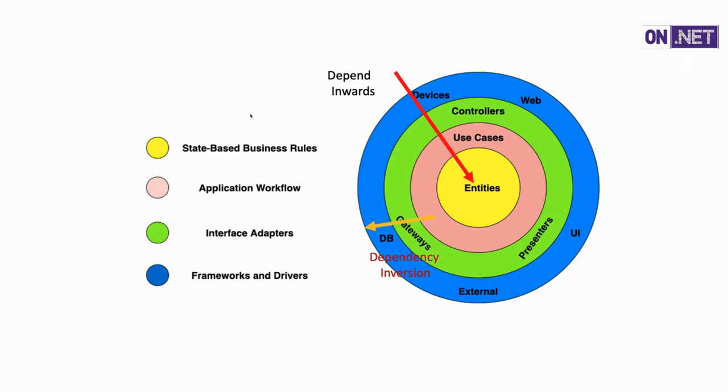So the model just depends inwards, right? Remember, with our layers, to avoid cyclic dependencies, we're always going to have a dependency in one direction. So you depend inwards, right? And if you want something from above, you use dependency inversion. So if I want to get a hold of, say, Entity Framework's DbContext, I need to wrap that, right?